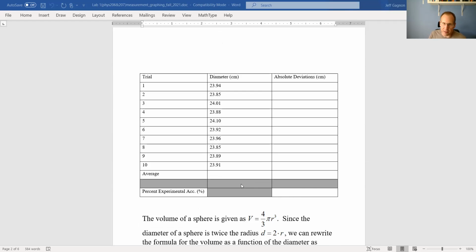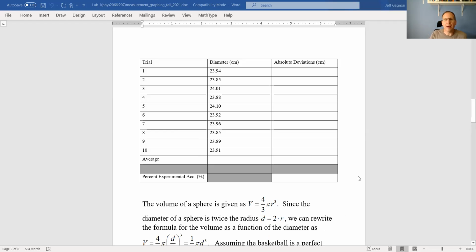So again, just like before, you have to find all the absolute deviations. These will all be to 2 decimal places. Then you average these, you round it to 2 decimal places. And then when you take the average absolute deviation divided by the average diameter times 100, that's your percent accuracy. Again, if you forgot how to do that, refer back to that measurement video or that measurement handout.